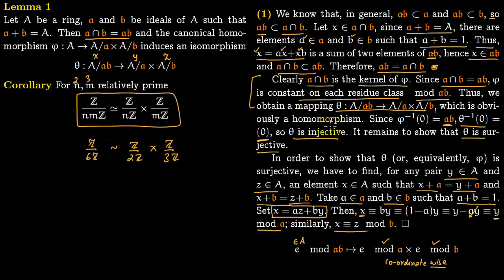So we have been able to prove injectivity, which was easy because A intersection B was AB, and phi inverse of 0 was AB. So theta inverse of 0 was just 0. And we have been able to prove surjectivity by just this relationship which came from here.